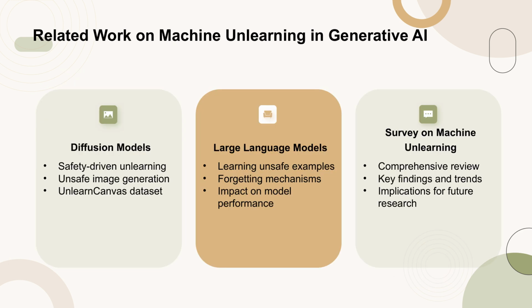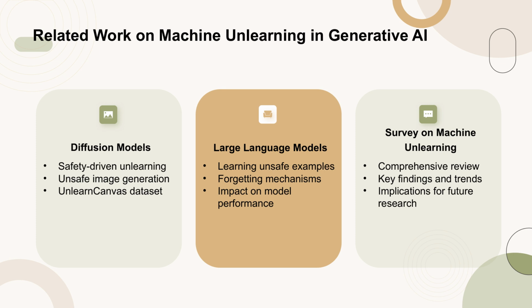In the related work section, the focus is on machine unlearning within generative AI. Specifically, the discussion revolves around diffusion models and large language models. For diffusion models, the research highlights the challenges of safety-driven unlearning and the persistence of unsafe image generation despite unlearning efforts. The Unlearn Canvas dataset is introduced as a benchmark for evaluating machine unlearning in diffusion models.